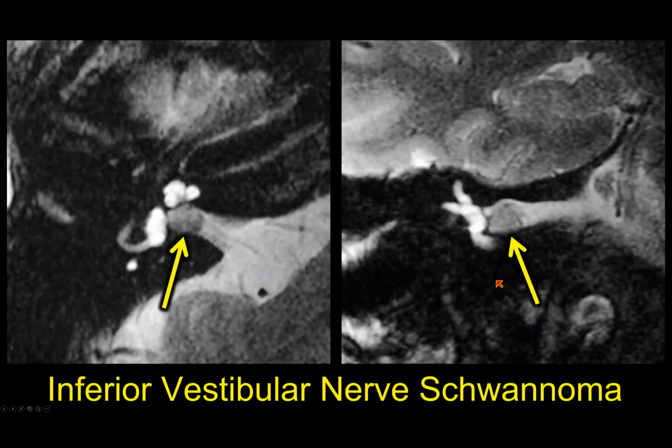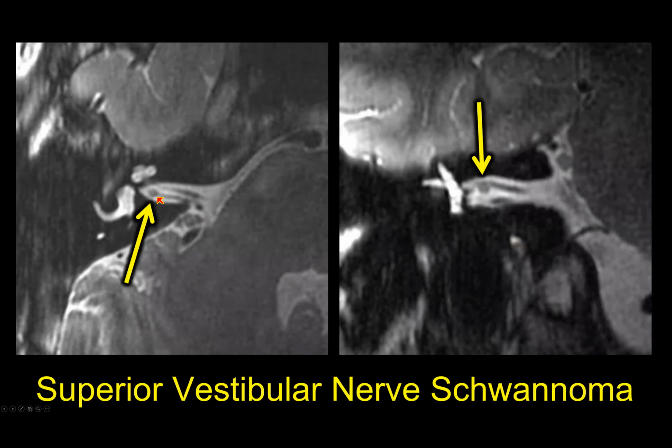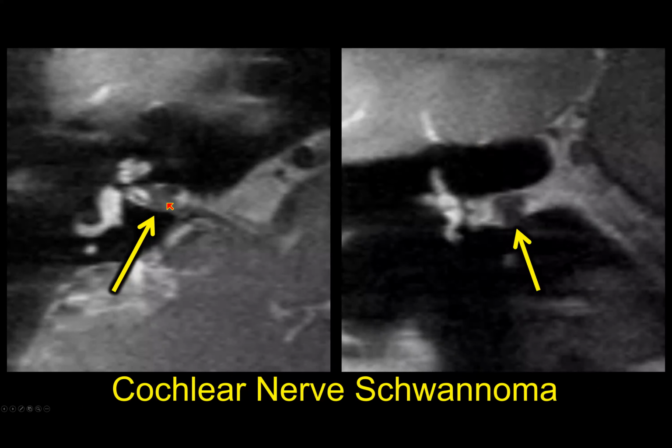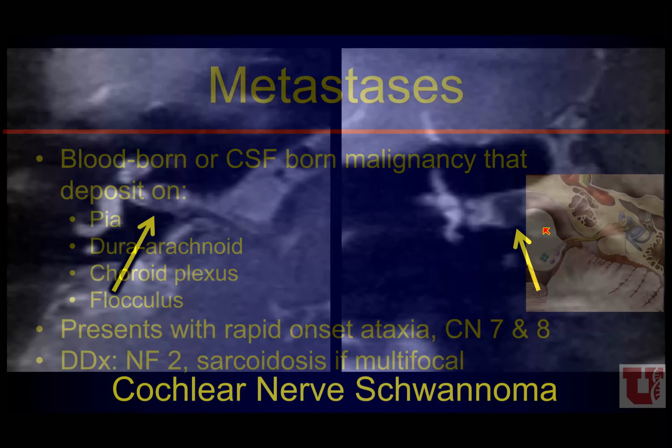We can sometimes guess the lesion. If it's more posterior and inferior, that might be the inferior vestibular nerve. That's thought to be the most common. If the lesion is posterior and superior, we think about the superior vestibular nerve. And if the lesion is more inferior and anterior, we think about the cochlear nerve. So we can sometimes guess which nerve the schwannomas are arising from.